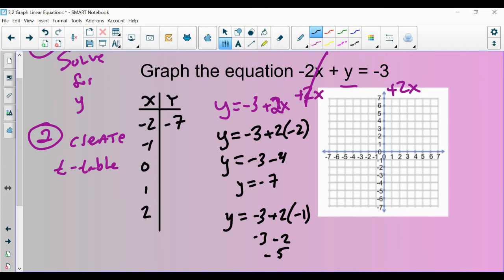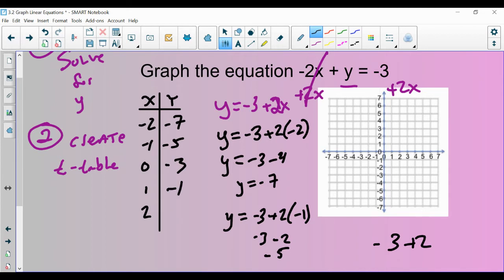So that would be negative 5. Up next would be 0. 0 is the easiest one to plug in. When you plug in 0 for x, this just goes away, and you're left with negative 3. What about when you plug in 1 for x? You just have negative 3 plus 2, right? Because 2 times 1 is just 2. And that would give you negative 1.